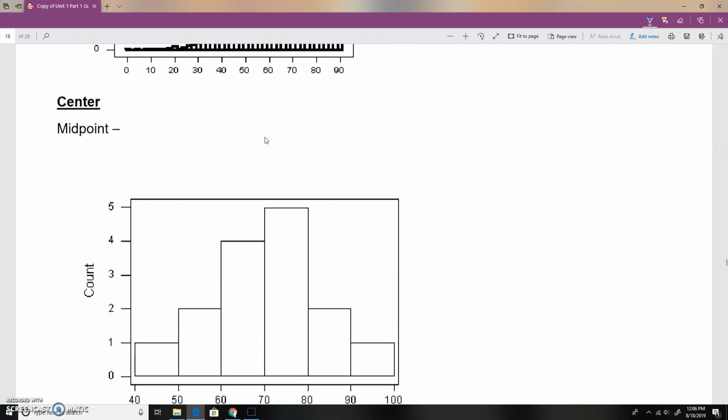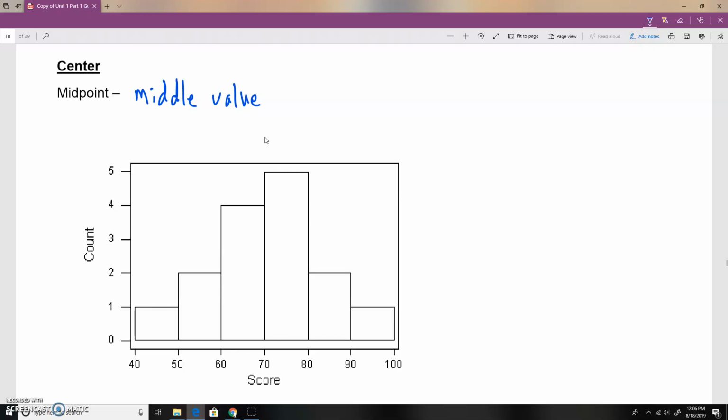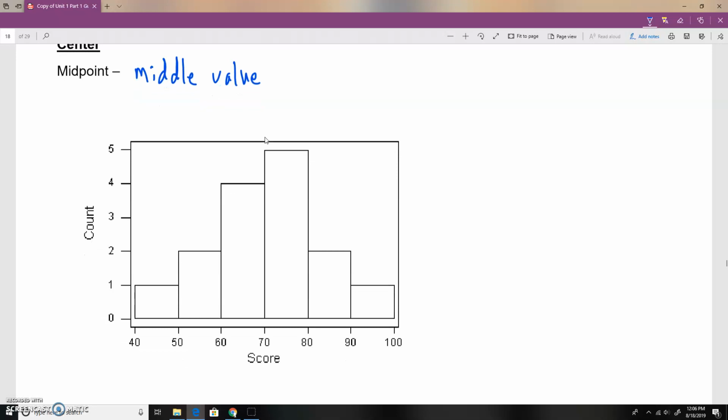Now, the next piece we're going to look at is the center. Center we can also think of as midpoint. We'll get a little more into the actual terms we're going to use for center for data later on. But basically, you can think of the midpoint as just the middle value. If we look at this histogram here, I would say our middle value would probably be somewhere in this area, so around 70 or so.